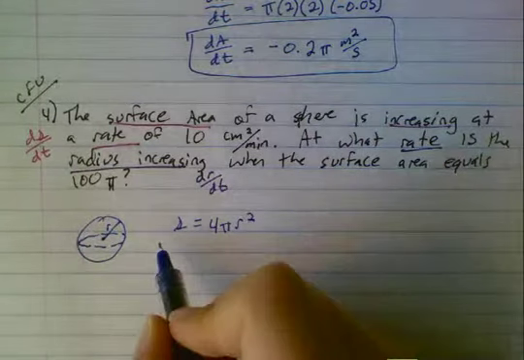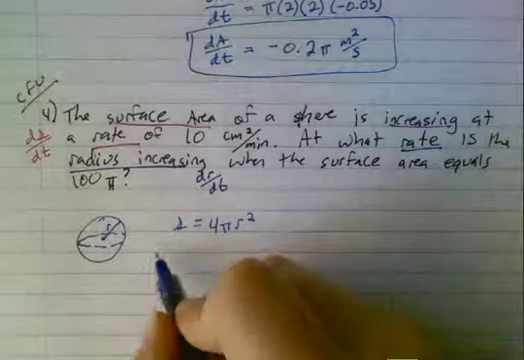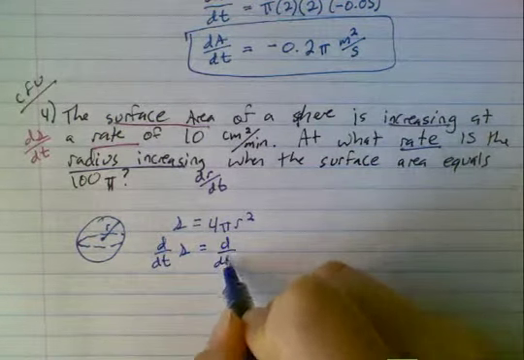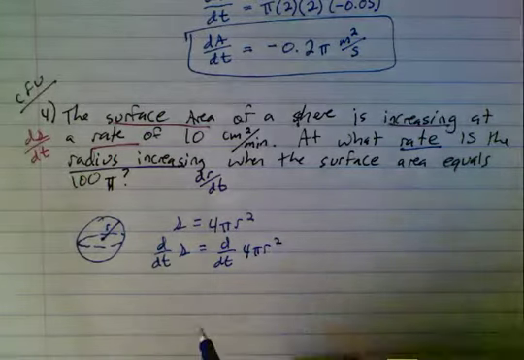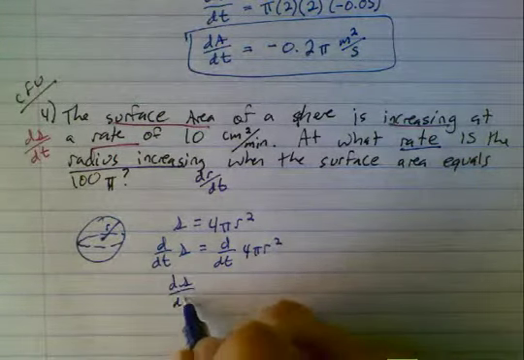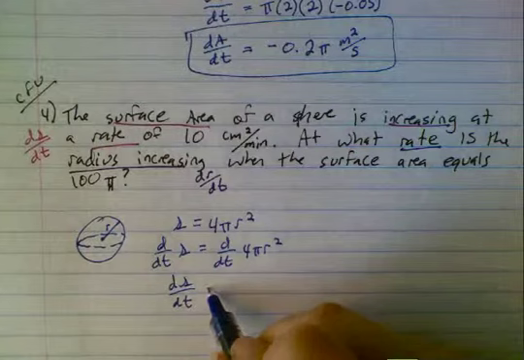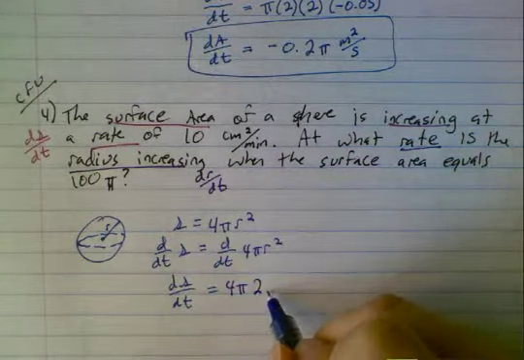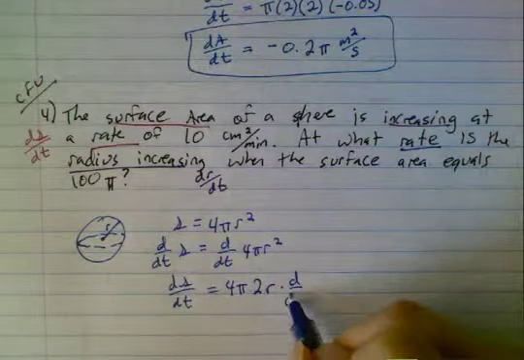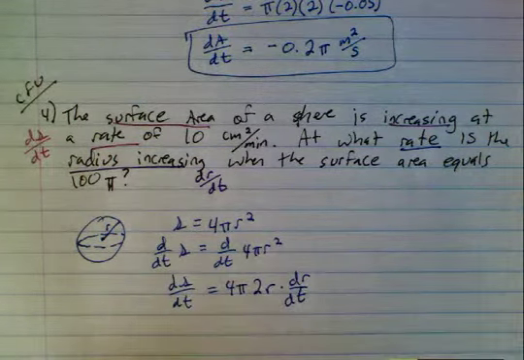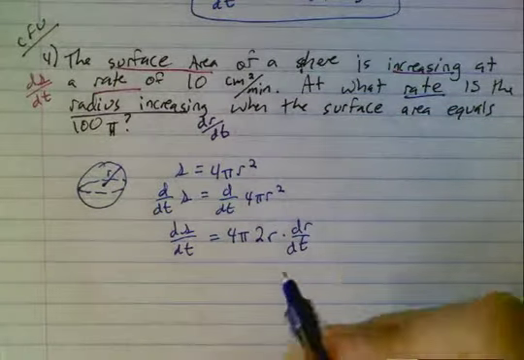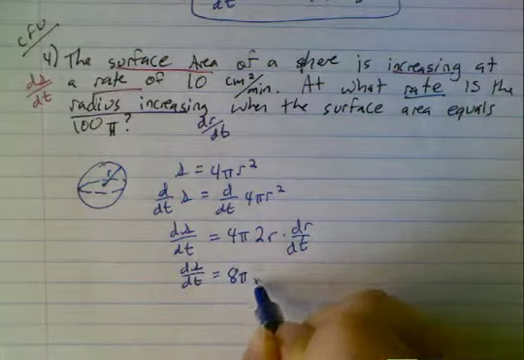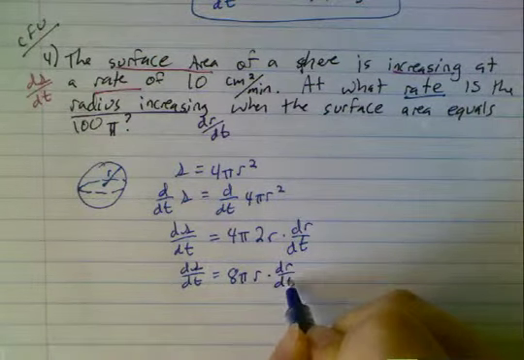We're interested in rates. We related S, we related r. So take the derivative with respect to t. The 4 and the pi are just constants, so they're along for the ride. Bring down the 2. Do the funky chain rule. Okay. So dS dt is 8 pi r dr dt.